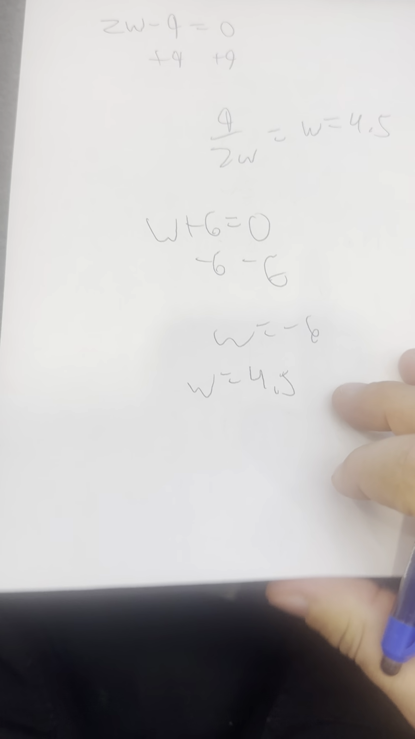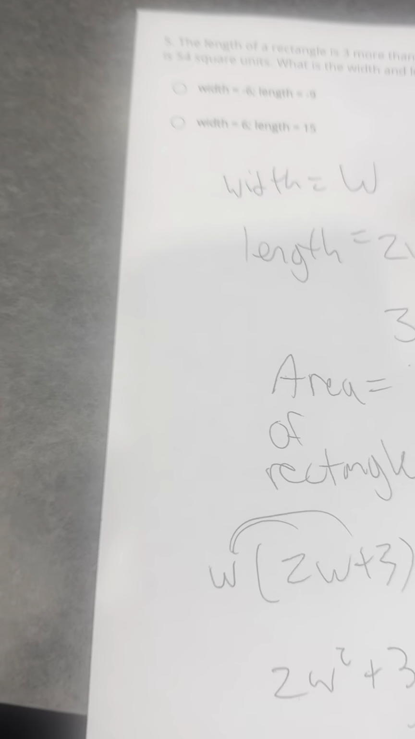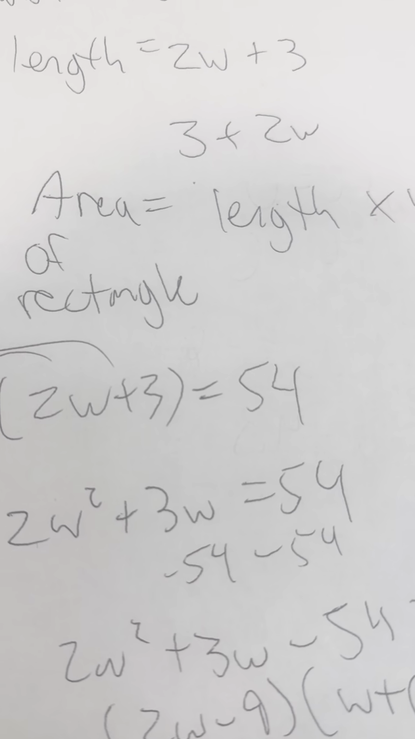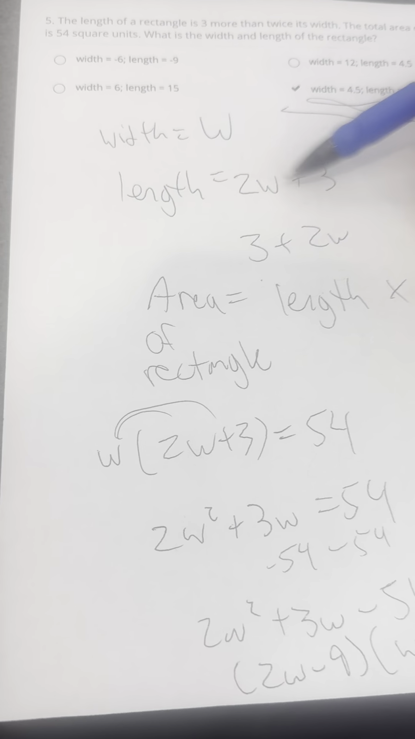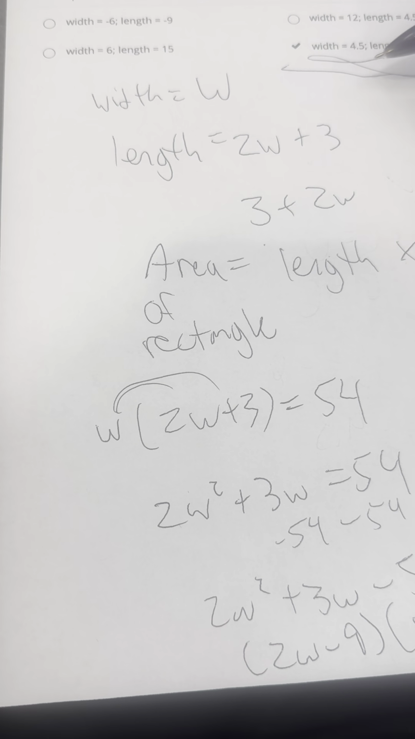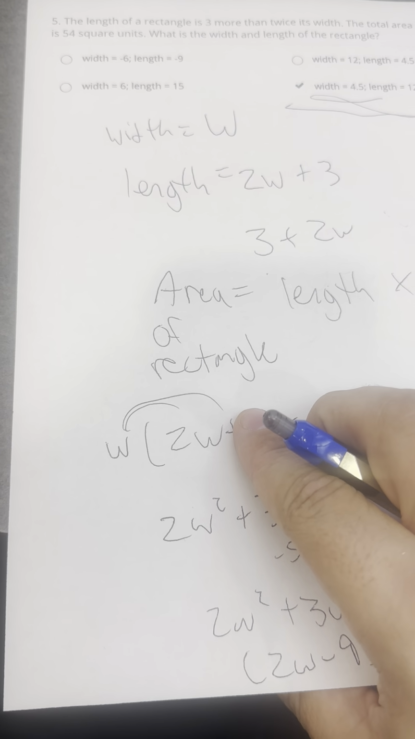Now you want to solve for length, you put the 4.5 back into this formula. So it'll be 9 plus 3 equals 12. That's the length. See? Yeah, width is 4.5. So the length is this equation. 2 times 4.5 is 9 plus 3 equals 12. So length is 12, width is 4.5.